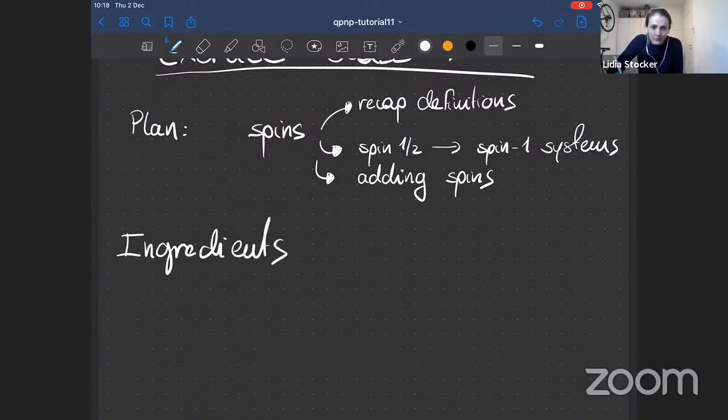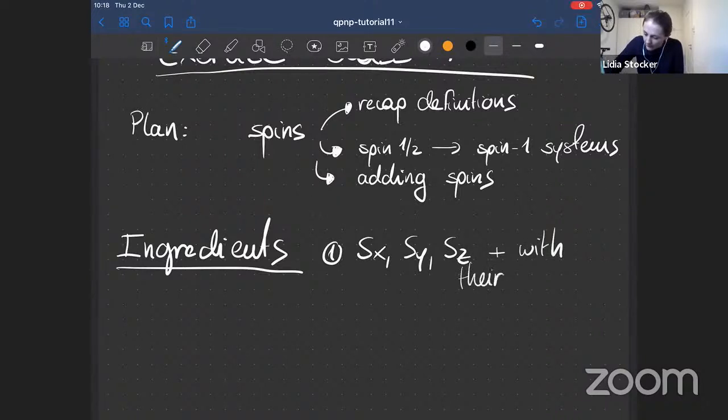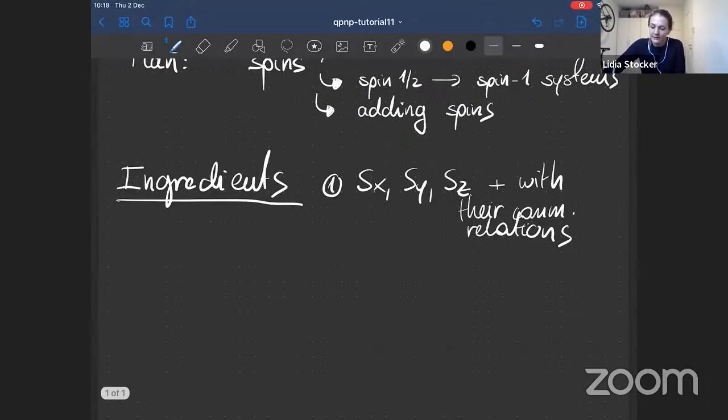So what are the ingredients? Because we always need ingredients to cook something. The first ones are the operators Sx, Sy, Sz, with their commutation relations, which are very important properties. For the spin-1/2 system, these operators are known. For other spin systems, these operators have to be calculated or guessed. And one of the exercises of this week is to calculate these operators for the spin-1 system.